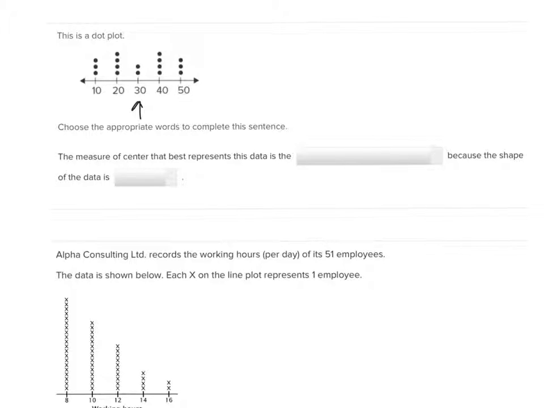If it is skewed, we need to use the middle number, not the mean. If it's skewed, the mean will be a lot bigger or smaller. So in this case, since it's symmetric, then the mean and the median will be about the same. And if they're about the same, you're supposed to use the mean. So the measure of center that best represents this data is the mean, because the shape of the data is symmetric.